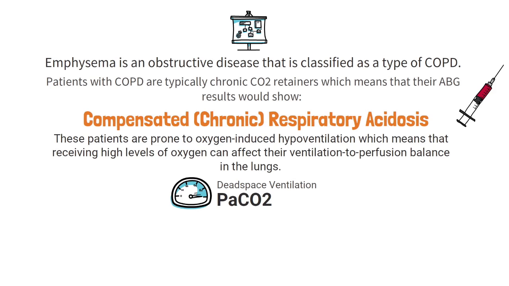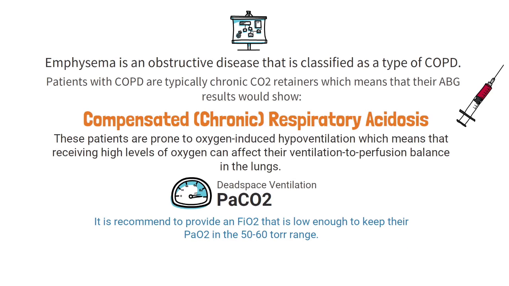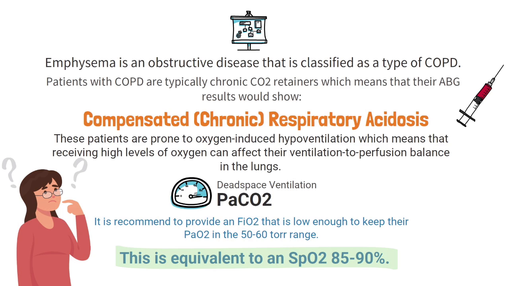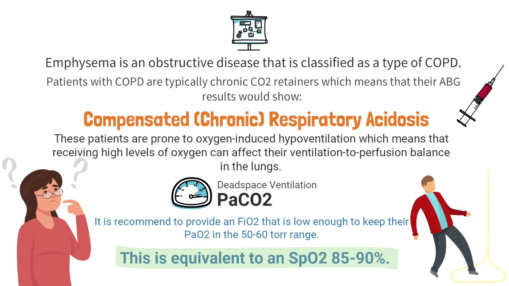So for COPD patients, it is recommended to provide an FiO2 that is low enough to keep their PaO2 in the 50 to 60 torr range. This is equivalent to an SpO2 of 85 to 90%. With that said, this is where a lot of confusion comes into play for many students when covering this topic, because sometimes they are scared to give any oxygen to the patient just because they have COPD. And that is a big mistake and that is a big misconception.